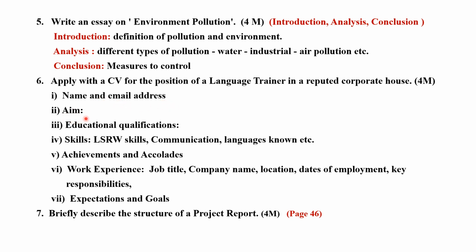Then you will write the aim. So why are you writing the CV? Your aim is to secure a position of a language trainer in a reputed corporate house. That is your aim. Or to improve the communication of the corporate employees, or whatever is your intention in applying for this position, you can write as an aim, student. Usually an aim starts with to secure a position, to improve. So they start with 'to' and it need not be a capital T. You can write with a small t. Then comes your educational qualification.